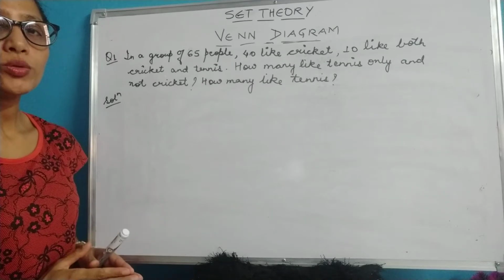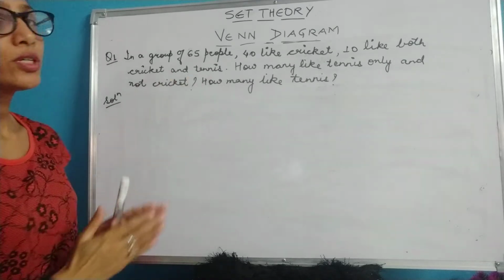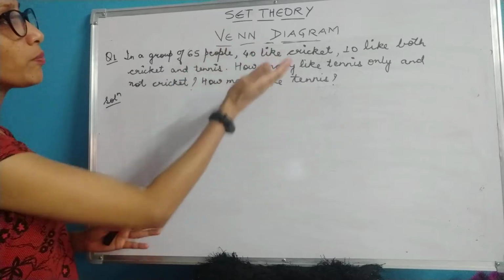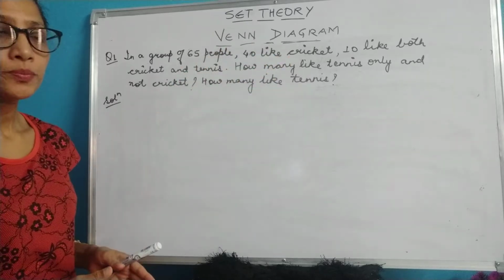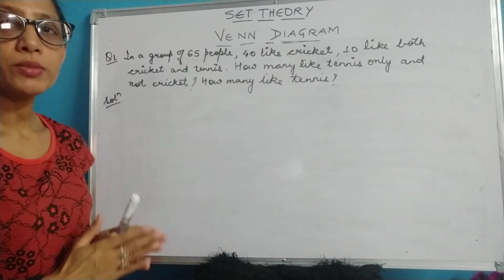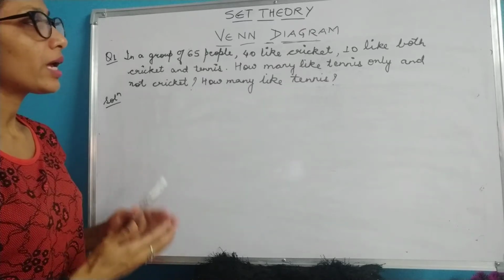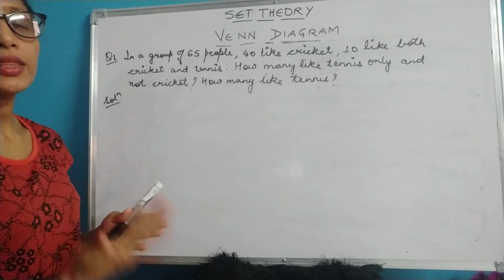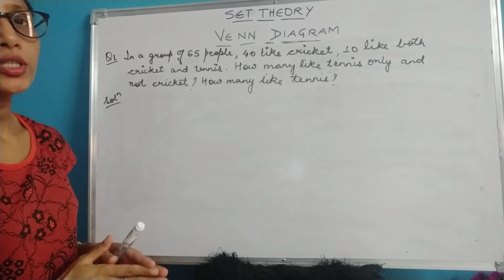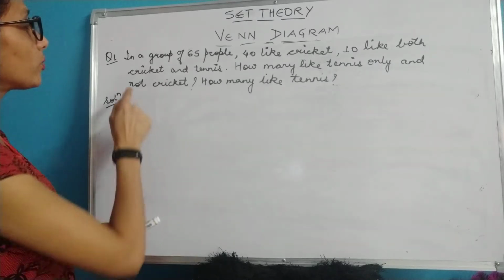Today we are going to learn to solve word problems with the help of Venn diagram and set theory. Children, whenever a word problem is given to you, you first of all read it once and then you break it and find out what is given and what is to be calculated. So let's see what is given.